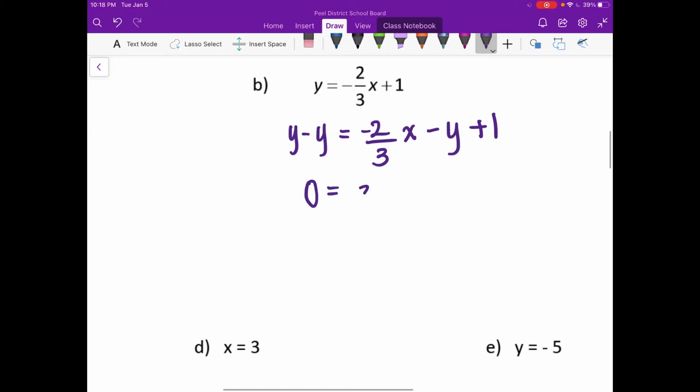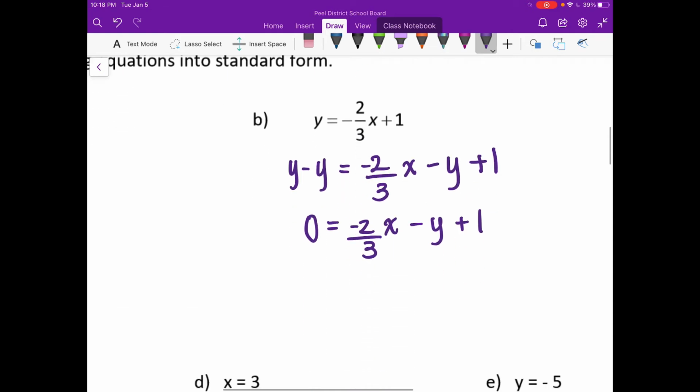0, negative 2 over 3, x minus y plus 1, right? Now, there are two problems here. One, we have a negative sign. Don't want that, no bueno, right? Two, I have a fraction. Don't want that either. Let's deal with the fraction first.